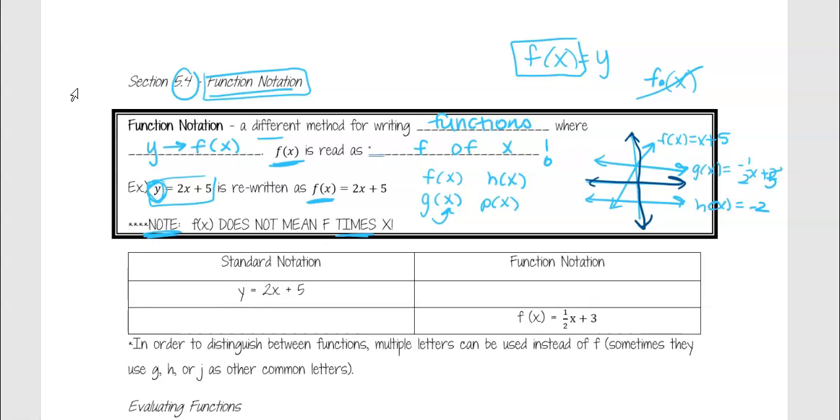So when we mature into higher level maths, we're starting to look at a lot of graphs at one time. A lot of graphs on one coordinate plane. So that's why we can use function notation to name different lines, different graphs.